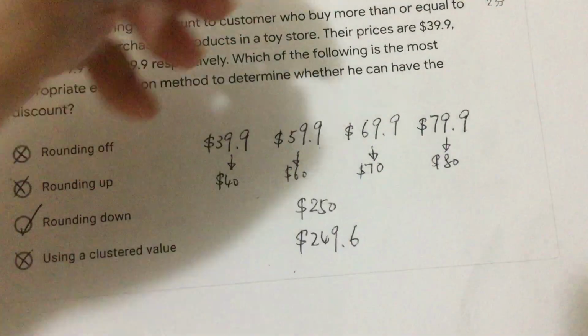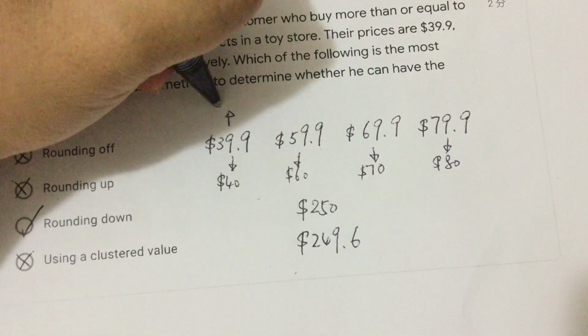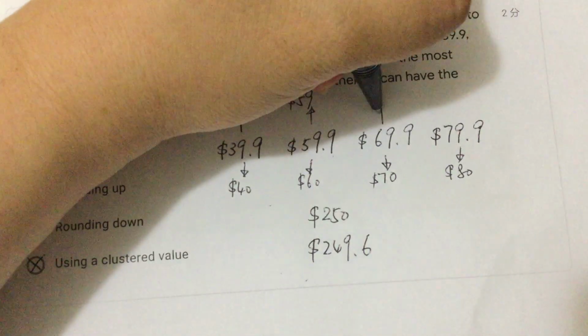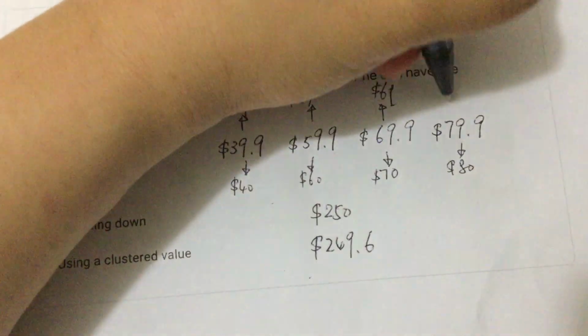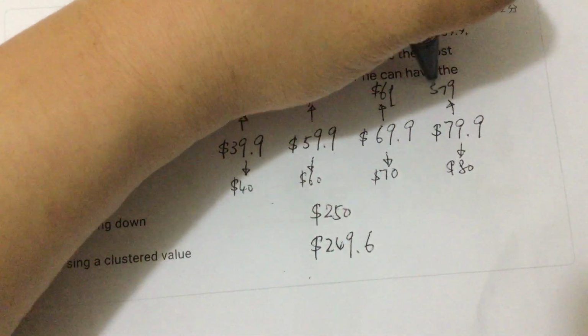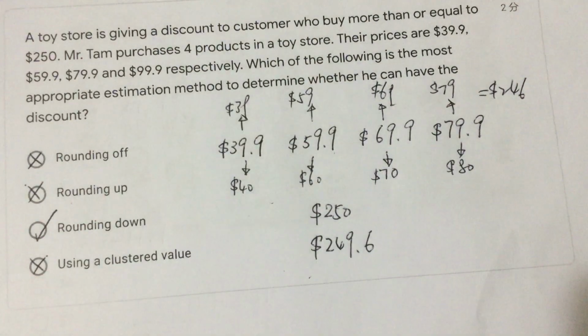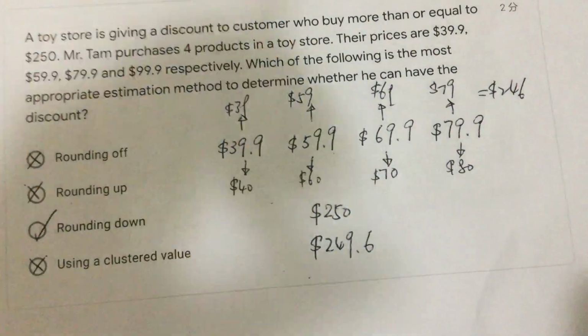Because if you round down, if this one is 39, whatever, or 59, and then 69, and then 79, you will see this one is $246. Okay, I think that I cannot get the discount immediately, so I need to buy something more.